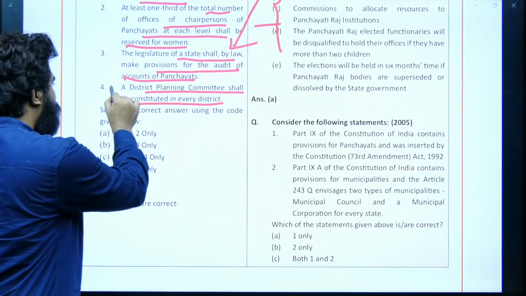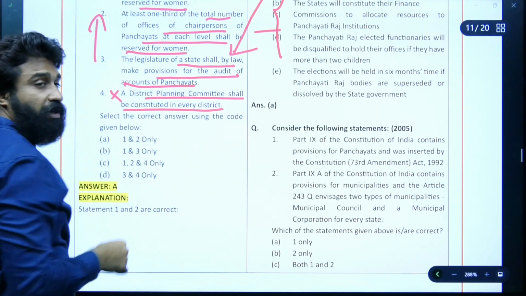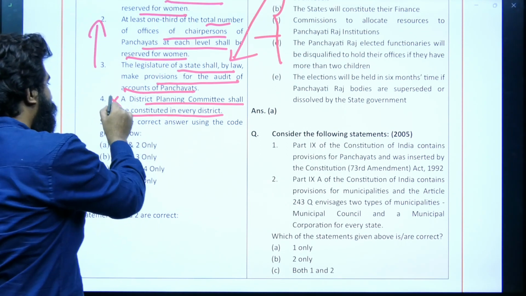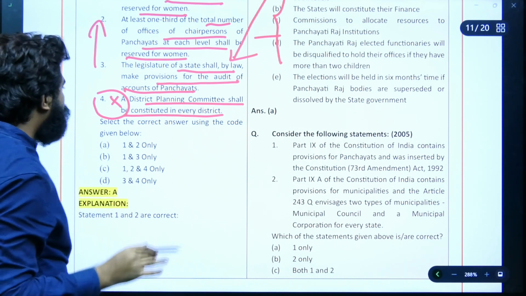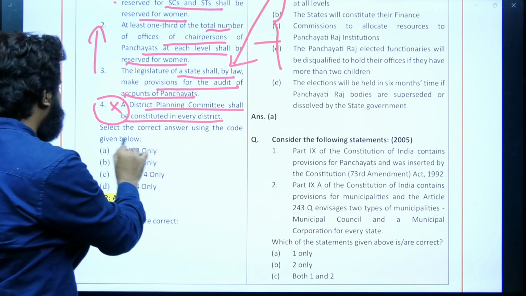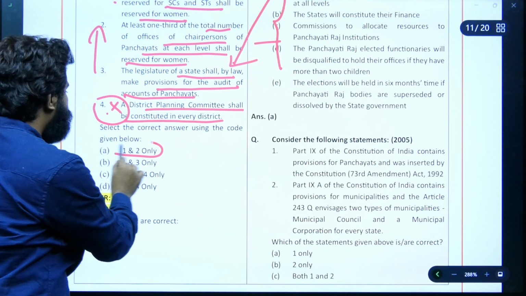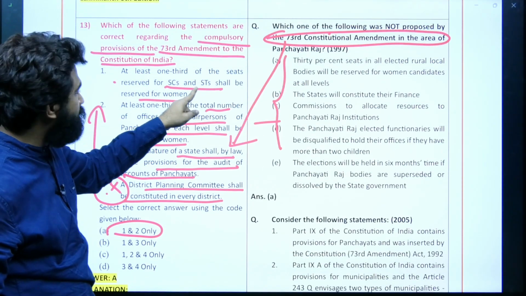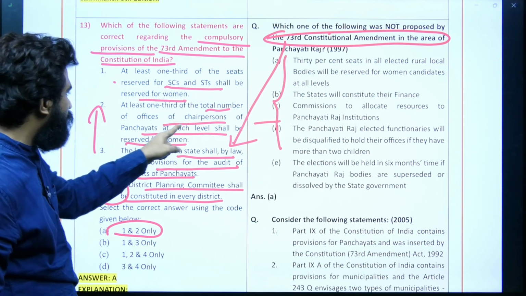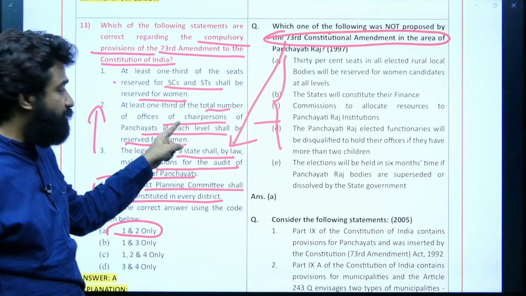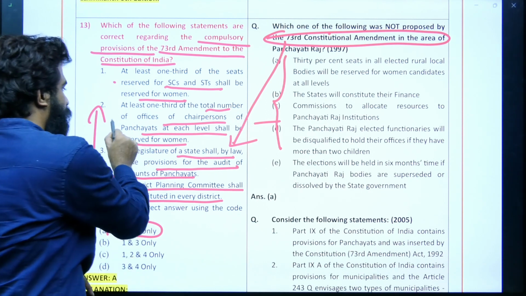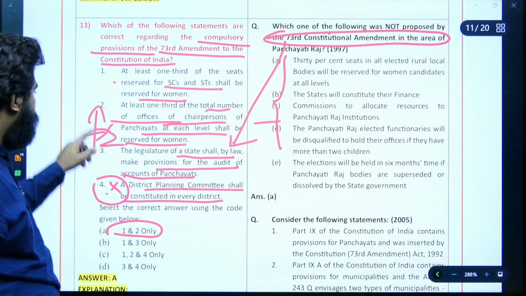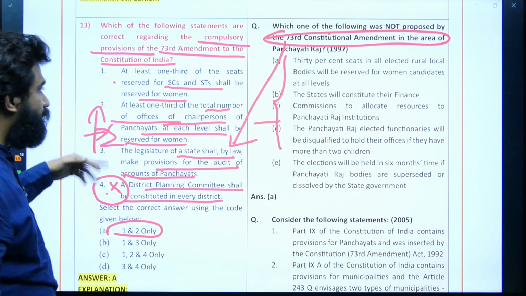This was asked several times in previous years, and it was asked in the earlier question also. Therefore, I have given it to you like this. If you do not consider the fourth statement, come to the first and second statements: reservation for women with respect to the communities SC and ST, and also the chairpersons of various offices, the total offices in the Panchayati Raj at each tier, at each level. So, these two statements are correct.